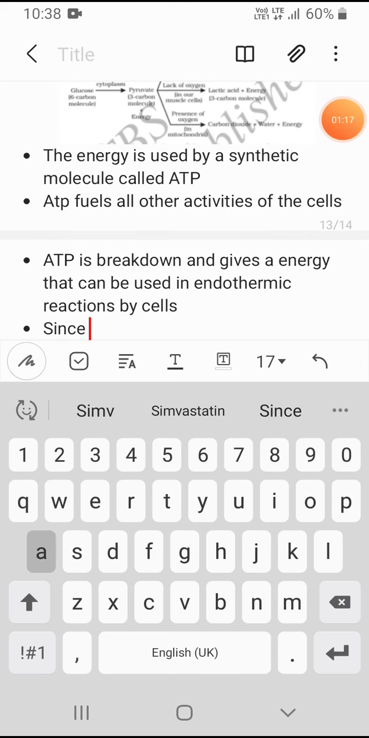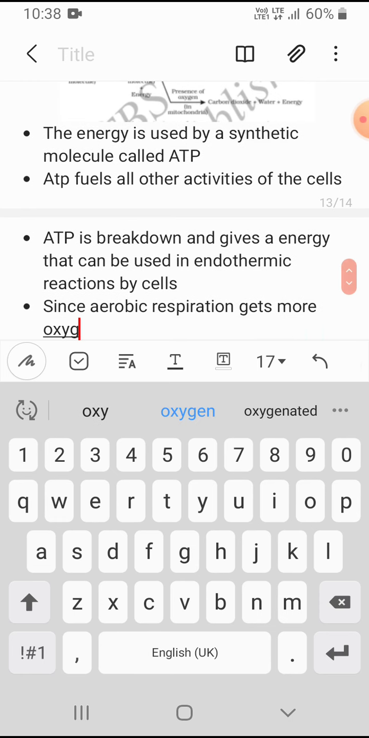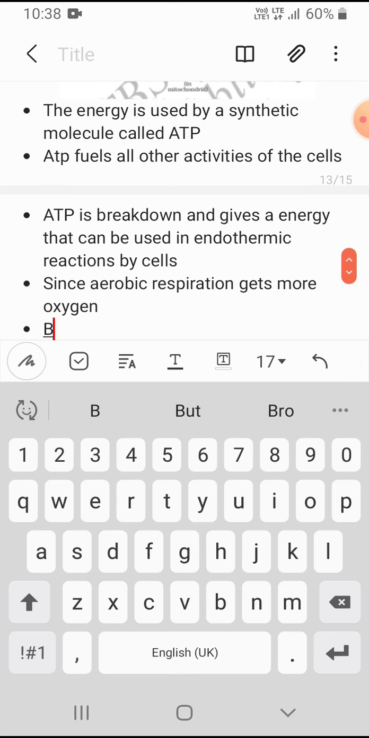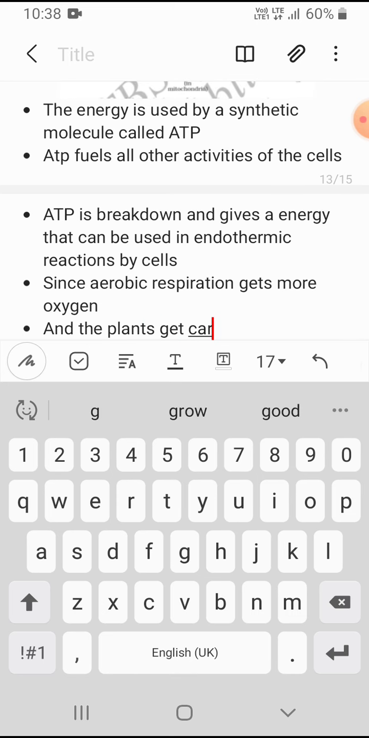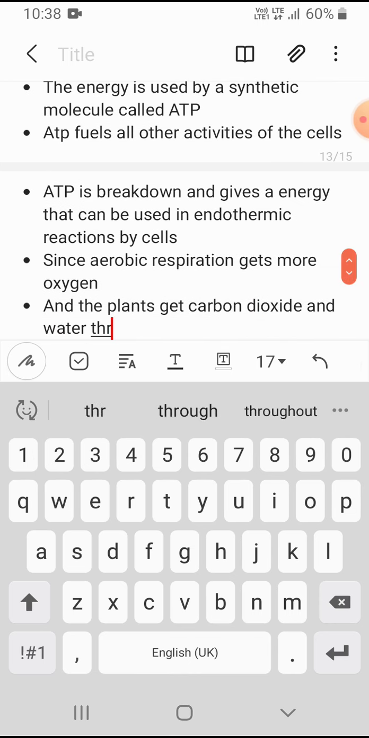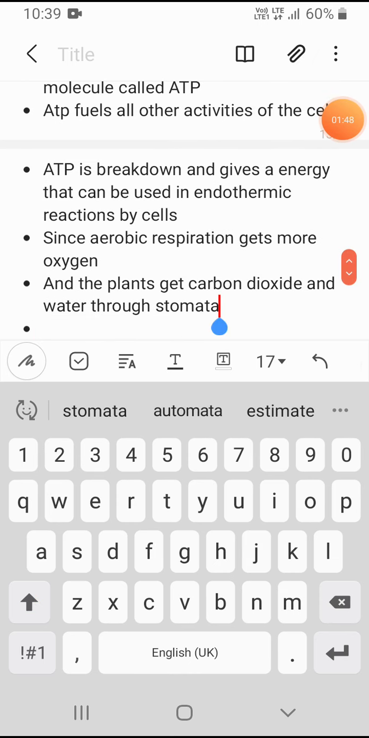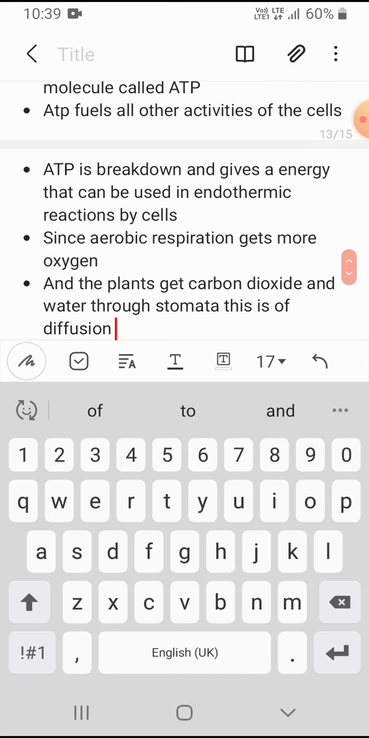Since aerobic respiration gets more oxygen, as I said, it happens in the presence of oxygen. And the plants get carbon dioxide and water through stomata. It gets the carbon dioxide and water by diffusion.